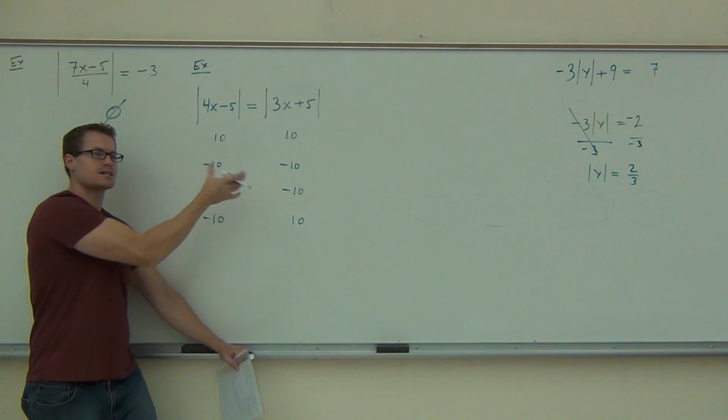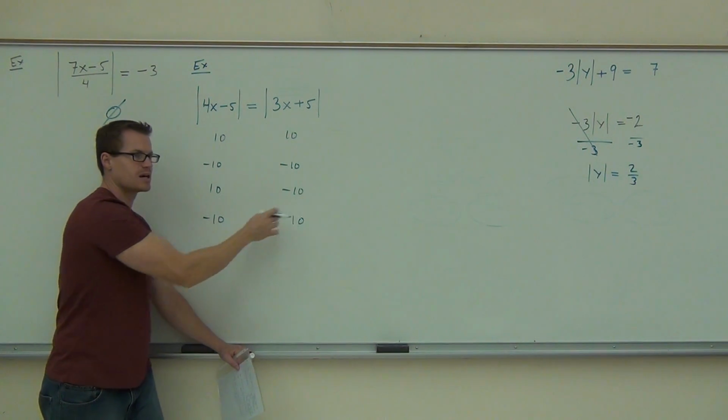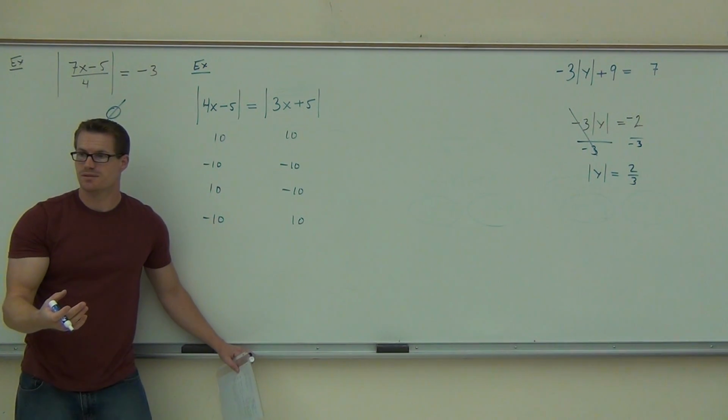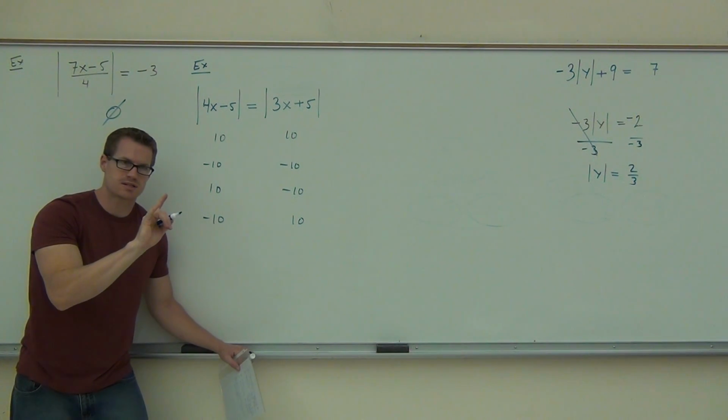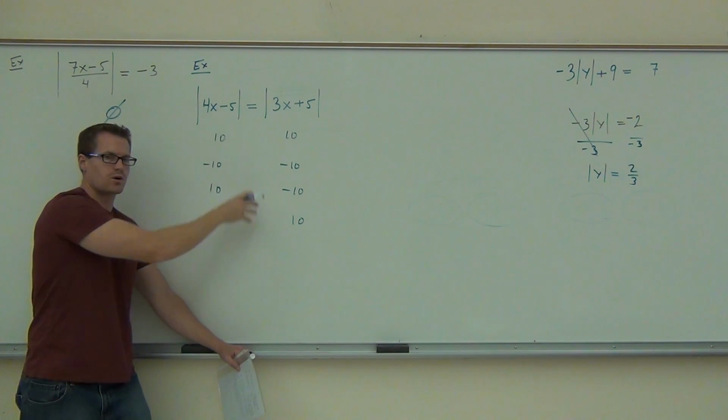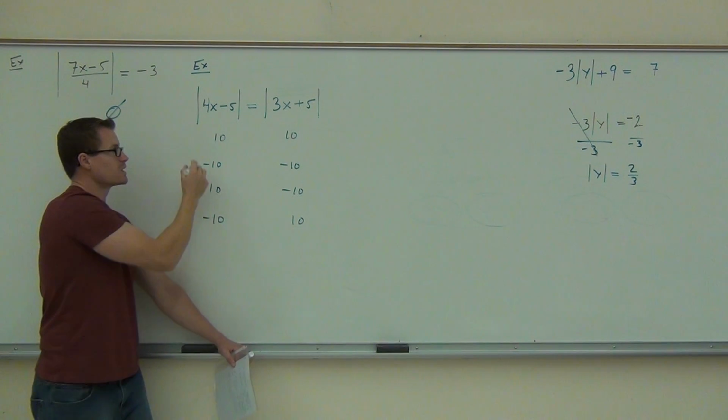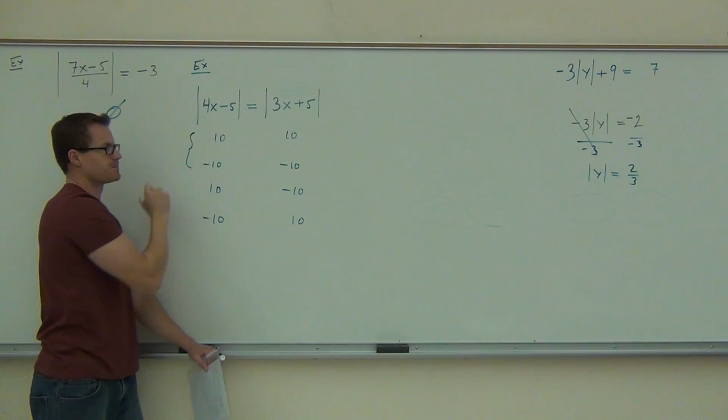Absolute value of negative 10 is 10. Absolute value of positive 10 is 10. Do you see the 4 cases? There's actually only 2 cases. I want you to kind of see this for a second. I know I drew 4 of them up here, but these really are kind of the same idea.